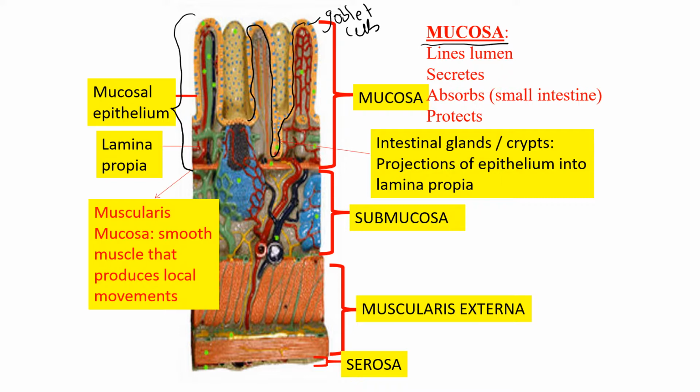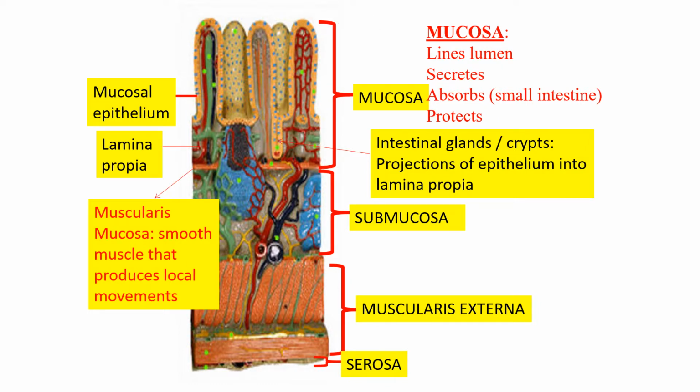Also notice that the mucosa is folded, creating villi, which increases the surface area of the organ. Below the epithelial lining, there is a small layer of connective tissue called the lamina propria and a very thin layer of muscle called the muscularis mucosa, which produces local movements.